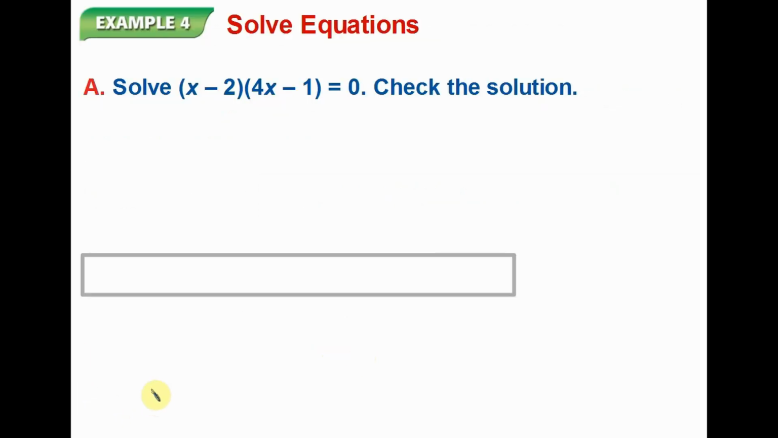First example, to solve an equation, solve x minus 2 times 4x minus 1 equal to 0, check the solution. So in this case, since you have two polynomials multiplied and equal to 0, you will be able to use the zero product property, the ZPP. What they're saying is, as a result, if you got the 0 of the product, you would know that either the first term in here has to equal to 0 or the second term has to equal to 0.